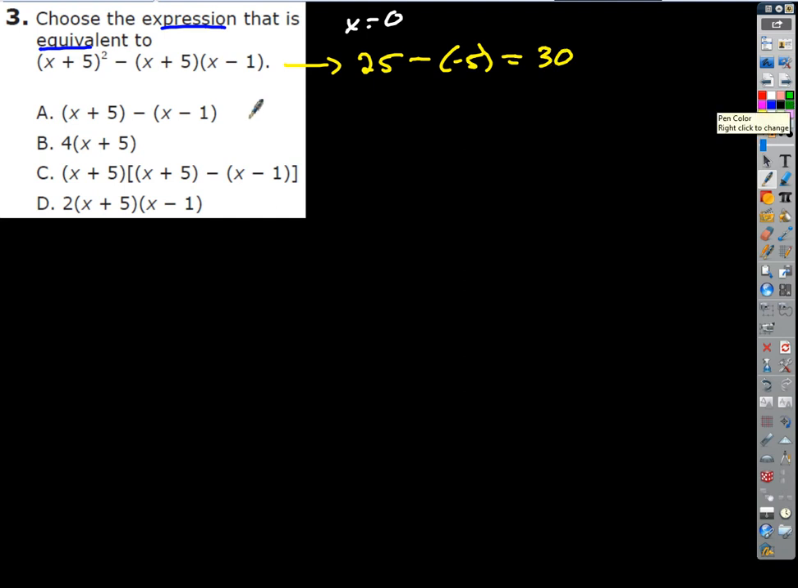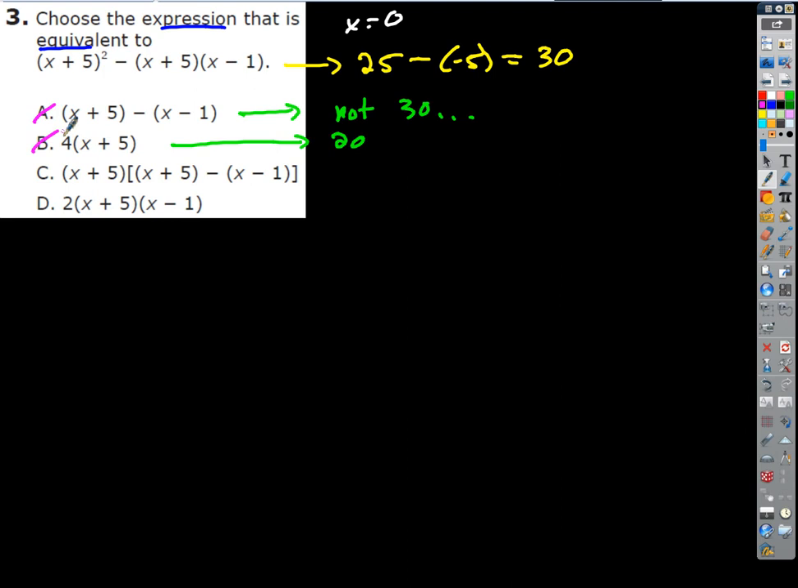So if I pick 0 here, I'm going to get 5 minus negative 1, not 30, right? So we cross it off. How about this guy? Okay, here, let me just cross it out there, so you can see. Okay, how about this one? If I plug in 0, I get 20, right? You can say that's not 30. So we cross it off, that's not 30, right?